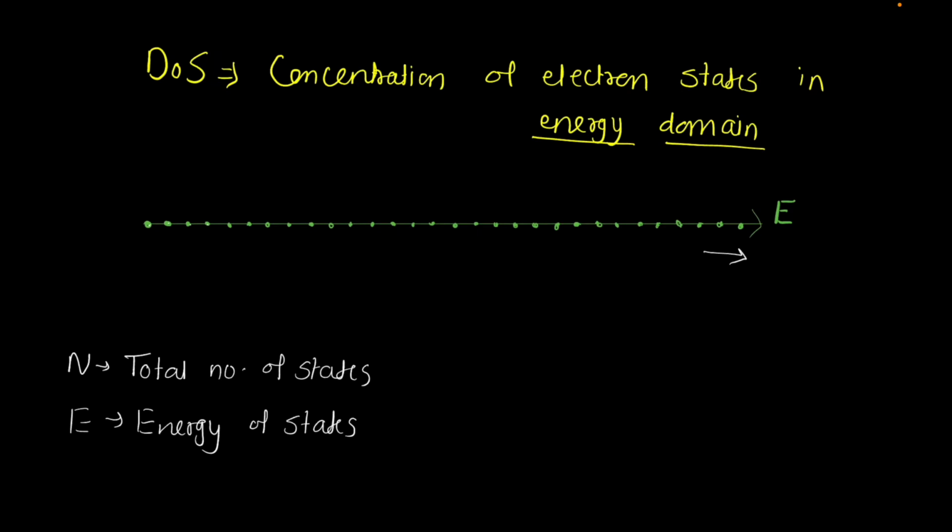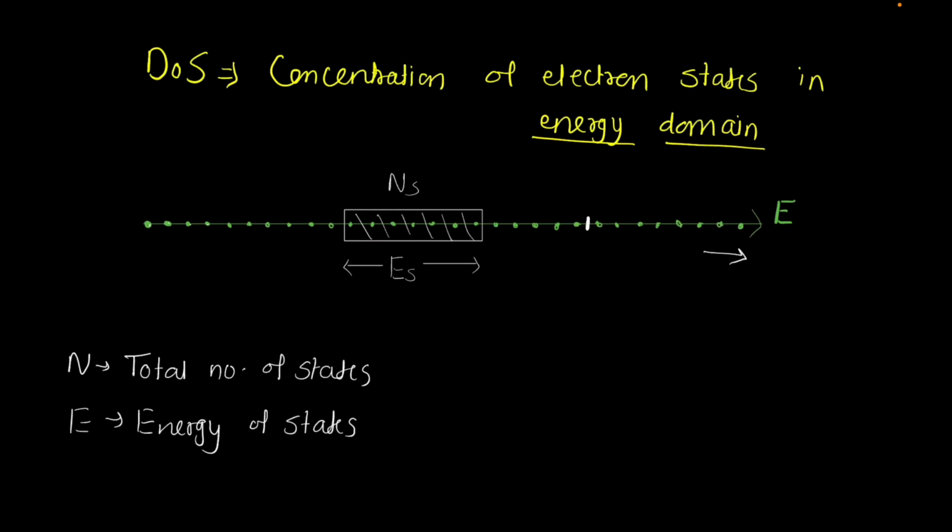Now let's see, if I want to find the concentration of states or the density of states in a given zone, let's say this is my zone, then how will I find it out? So I will have to know the total number of states in this region. Let's call them some ns, and then I will divide it by the length of this region. Let's call it es. So the density of states in this particular zone will be a ratio of ns by es.